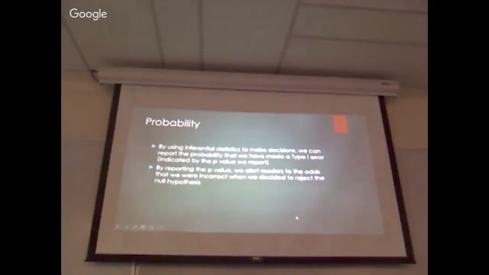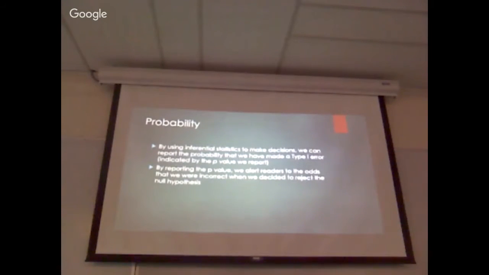Probability, inferential statistics to make decisions. We can report the probability that we have made a type 1 error, and that's what that p-value is. So p equals 0.05 means there's a 5% probability that you were wrong, that there really wasn't a difference there.